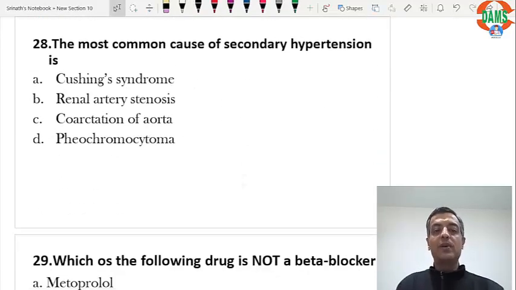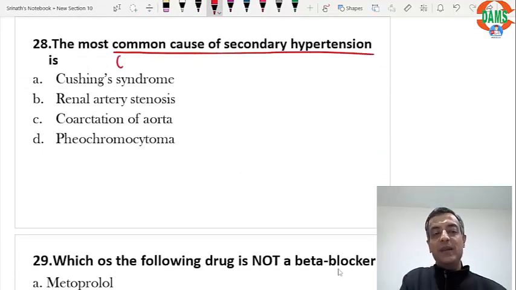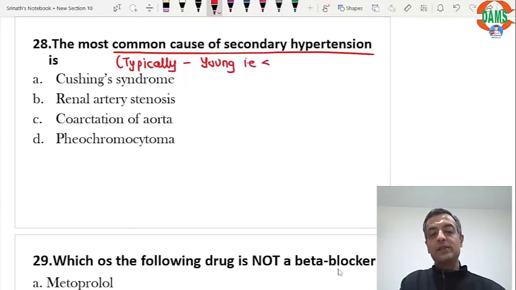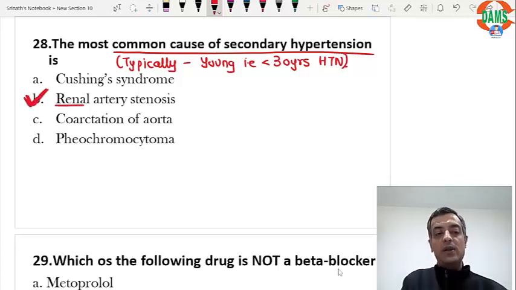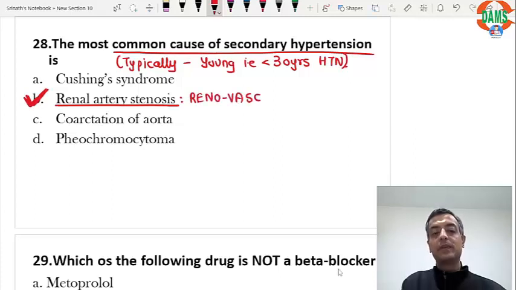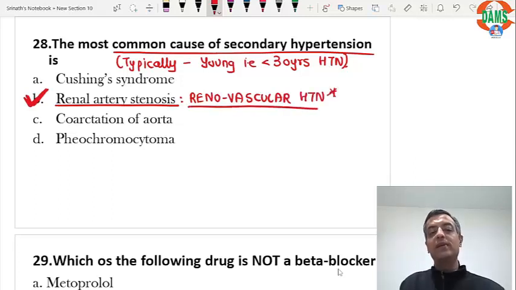The most common cause of secondary hypertension, typically presenting with young onset, that is onset less than 30 years of age, is renal artery stenosis, also known as renovascular hypertension. This is known as renovascular hypertension.